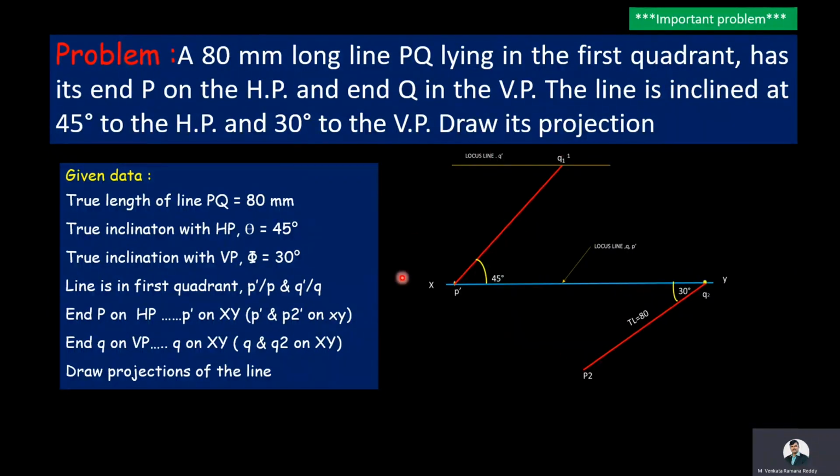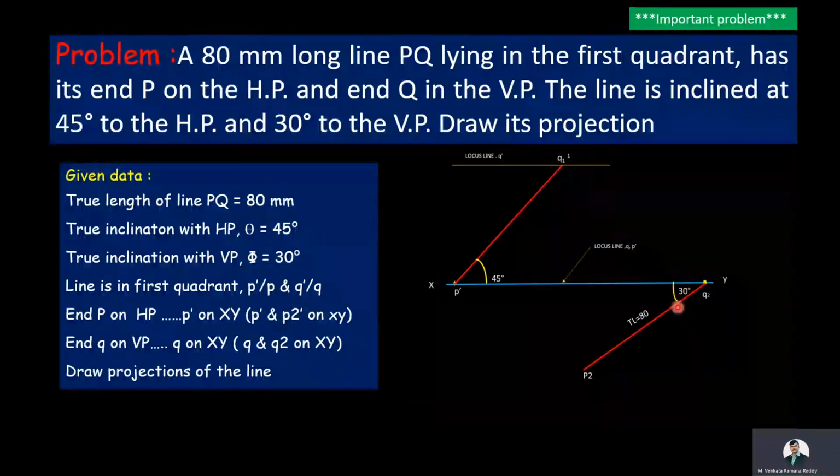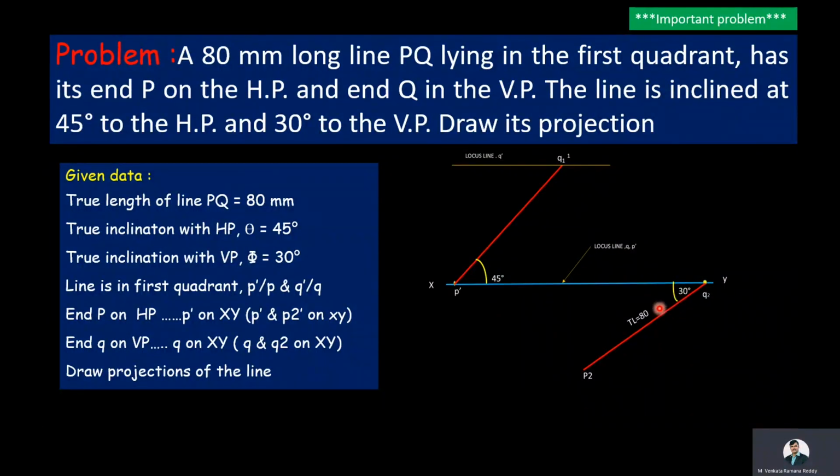Then this is the pictorial representation of the information supplied in the problem. Here P dash Q1 dash is the true length of the line and its inclination with HP is 45 degrees, and P2 Q2 is the true length of the line in top view and its inclination with VP is 30 degrees. True length of the line is equal to 80 mm. Here one end of the line, say P, is on HP, and another end of the line, say Q, is on VP. So here the locus line for P dash as well as Q falls on the XY line.